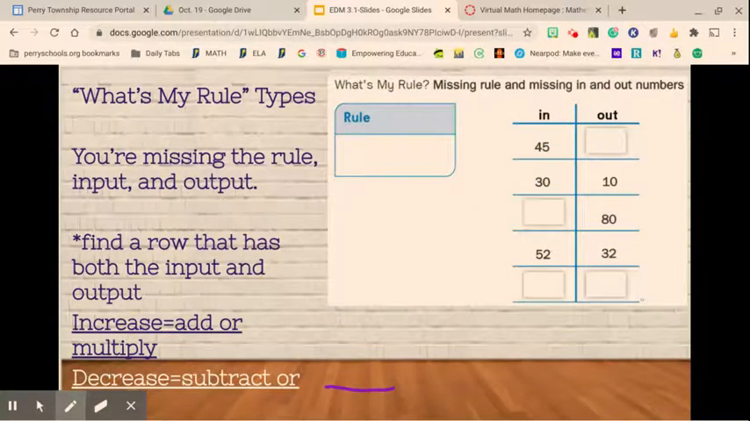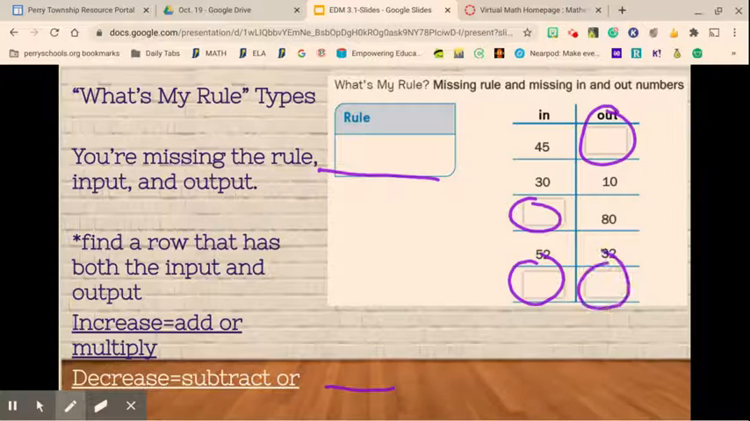Okay. Another, what's my rule? Is when you're missing the rule. You have some inputs, but you're missing inputs, and you're missing outputs. So it makes it really hard. I need to be able to find what happens when I go from the in to the out. And it looks like maybe I'm going to need to know what happens when I go from the out to the in. So because I don't know my rule, I'm going to use my little step down here.